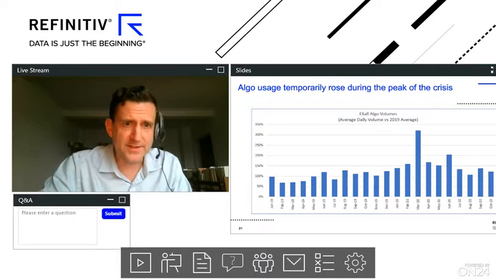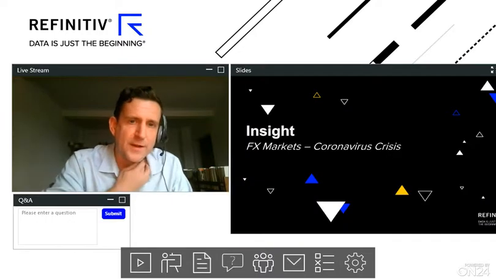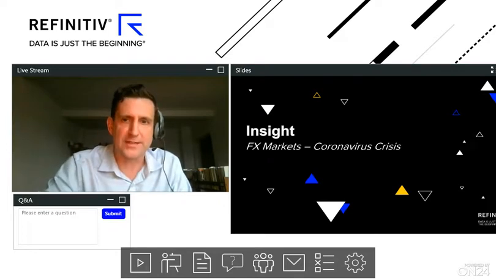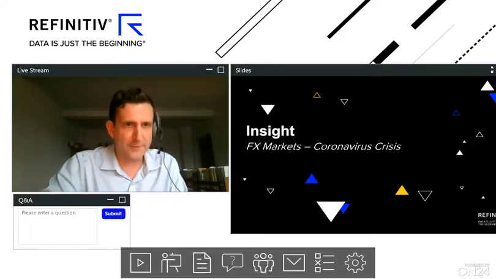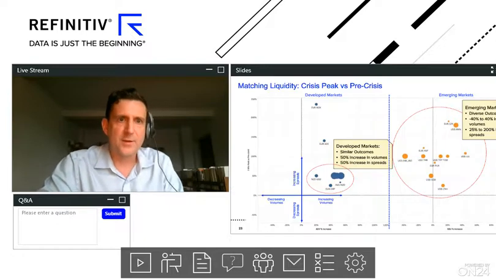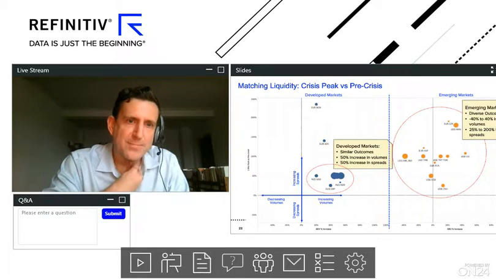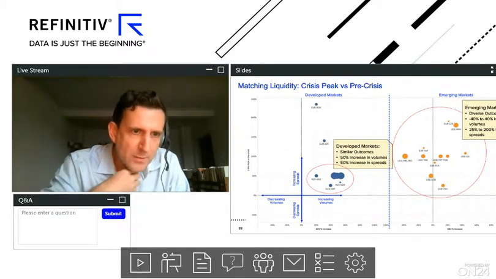So this takes us to our next section, which is a set of insights on what could be learned about the trajectory of markets over the entire year. So I want to first, you can see this, which is the pre-crisis to the crisis peak changes in matching liquidity. Do you want to speak to this?